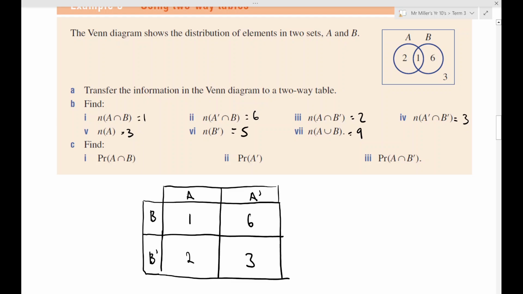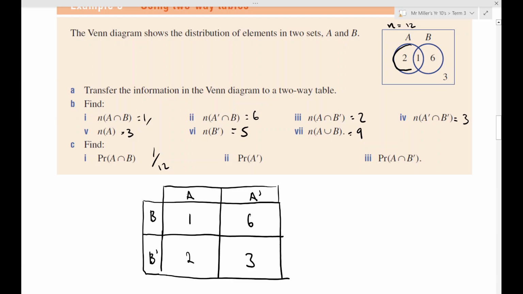Now, probability of A intersect B. Well, we saw that the number in A intersect B was 1. So the probability of A intersect B will be 1 out of the total, right? So the total here would be 2 plus 1 plus 6, that's 3 plus 6, that's 9 plus 3. Total is 12, N is equal to 12. So 1/12 will be the probability that I select this person that is A and B, or that thing that is A and B.